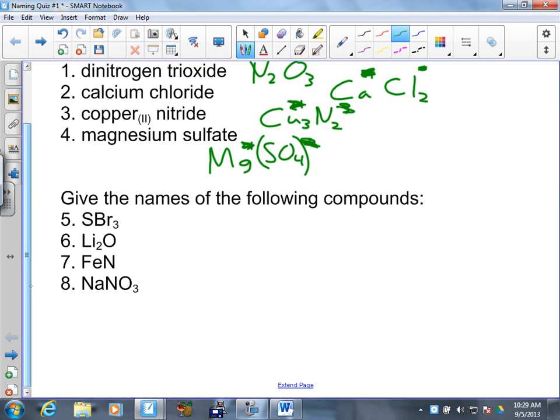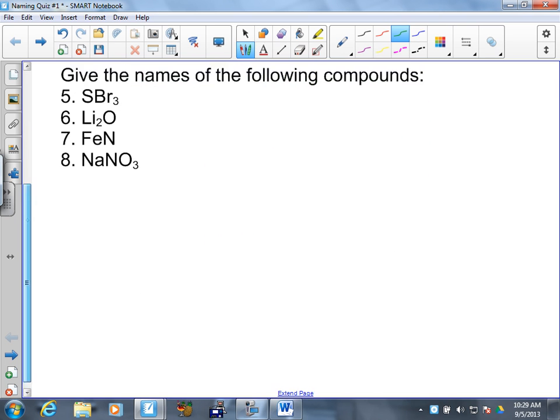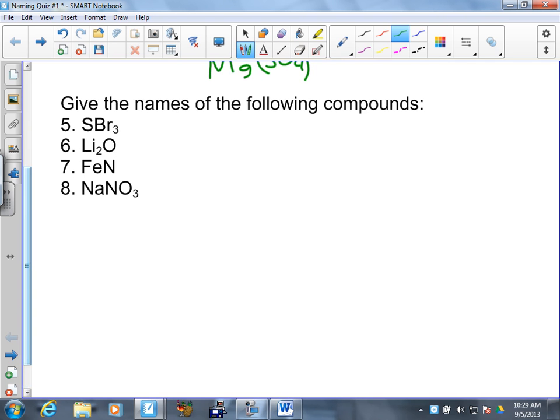All right. Looking at this next part then. We want to write the names. Sulfur and bromine, what kind of compound? Molecular, because they're both nonmetals. So this is sulfur tribromide, all lowercase.